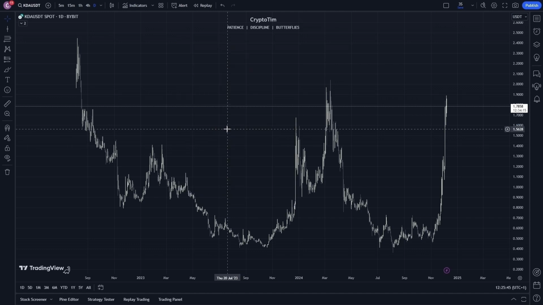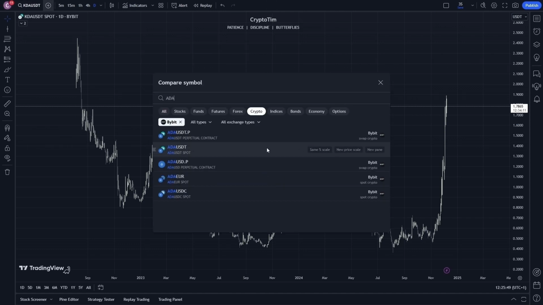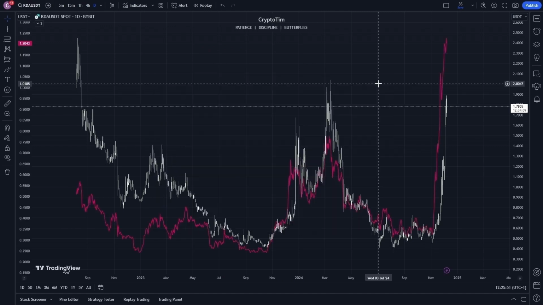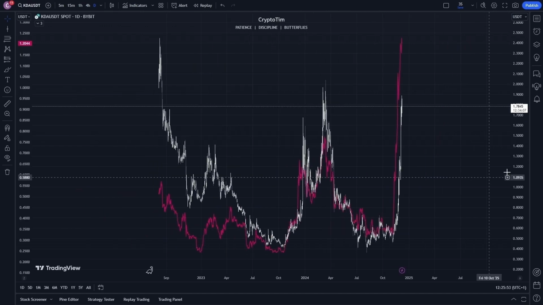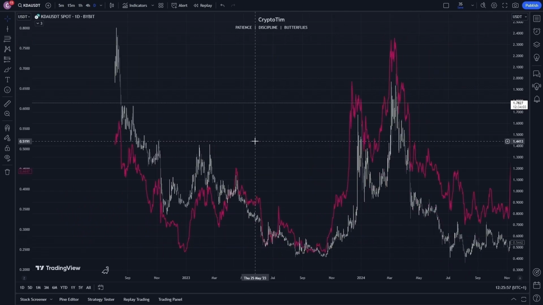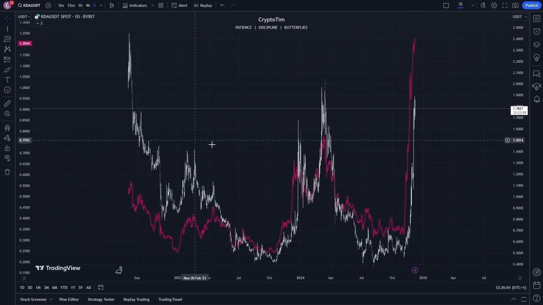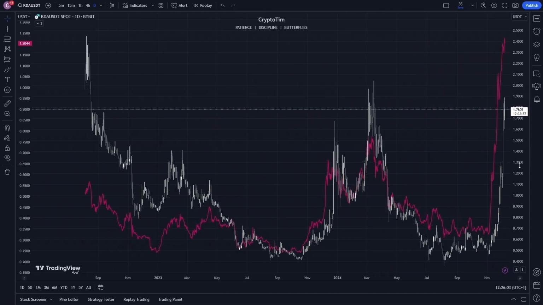Next one on the list is Cardano, ADA. So we add the Cardano chart, ADA. What do we see now? There's already a lot better overlay. So we just play around with it a bit.